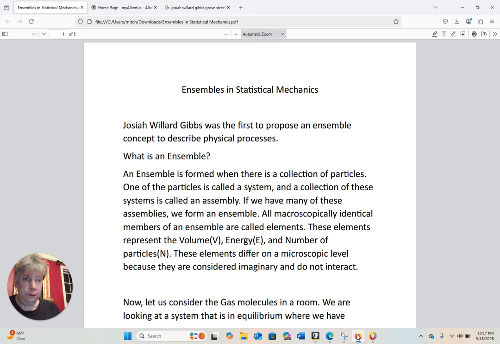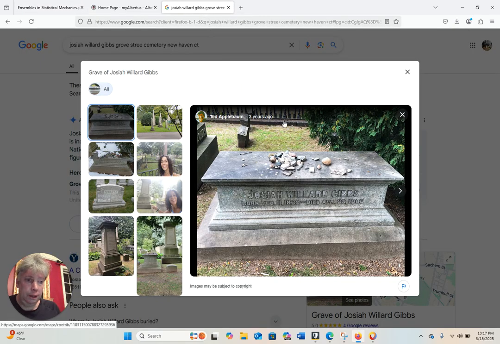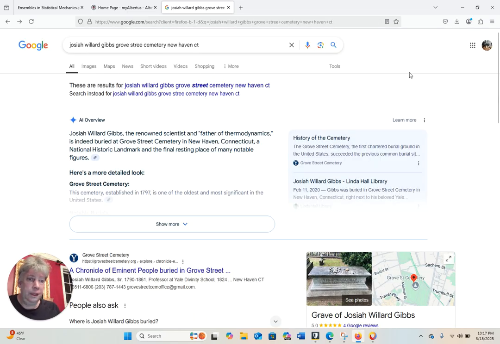I can actually show you his grave here, so let me just pull this up for a minute. And so that's Josiah Willard Gibbs's grave in the Grove Street Cemetery. And I tend to go walking over there every weekend, through the cemetery. It's a very peaceful walk. And I've taken pictures of Gibbs's grave as well as his father's grave. So let's get on with this.